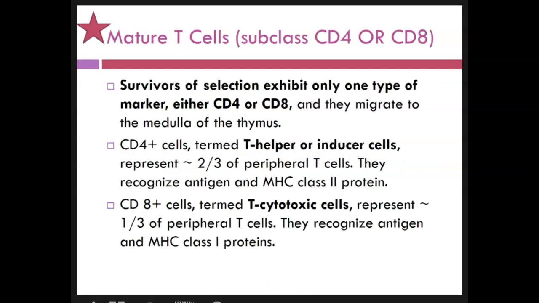And it's estimated that 97% of the T cells die, but the survivors of T cell maturation have CD4 or CD8 markers where they migrate to the medulla of the thymus. CD4 positive cells are called T helper cells. They recognize antigen and MHC class II proteins. And CD8 positive cells are the T cytotoxic cells. They represent about 1/3 of the peripheral T cells, and they recognize antigen and MHC class I. And we already learned that already. Isn't that great?